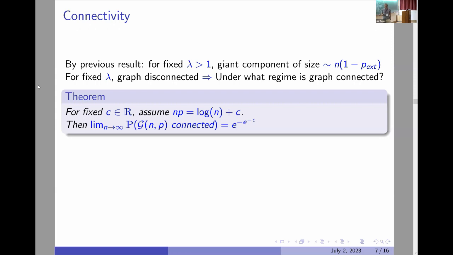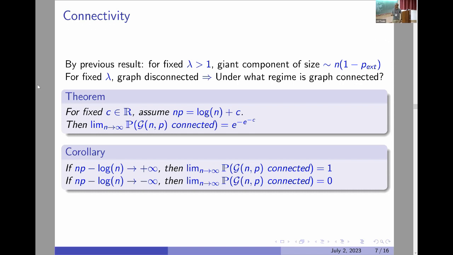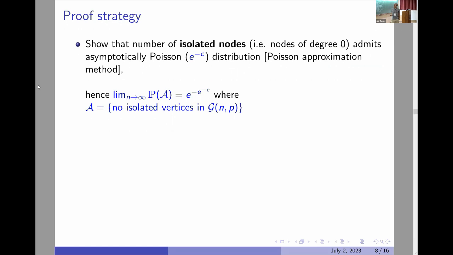Okay, so I'll just mention quickly how one gets at this result. That's just rephrasing, and less precise. In fact, if average degree minus log n diverges, then the graph is connected with high probability. If average degree minus log n diverges to minus infinity, then it's disconnected with high probability. So the proof strategy for this second result is as follows.